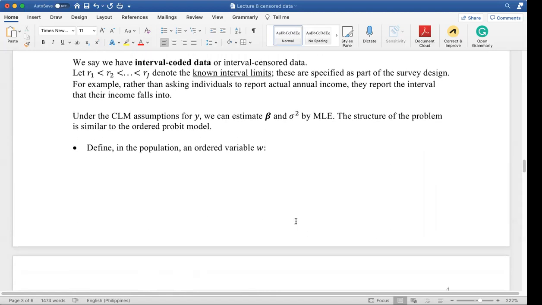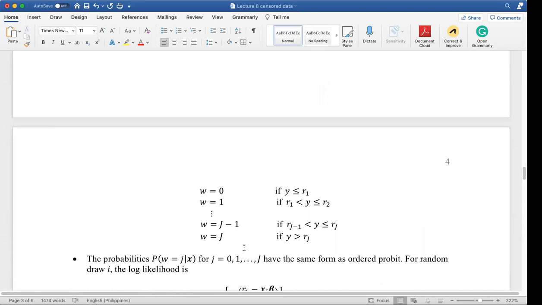Okay. So define in the population an ordered variable W. Okay. So W would be 0, 1, down to J. Okay. So for example, if your income is less than or equal to R sub 1, W is equal to 0. Okay. Then if your income is between R sub 1 and R sub 2, W is equal to 1, and so on. If your income is greater than R sub J, then you are in the interval J. Okay.